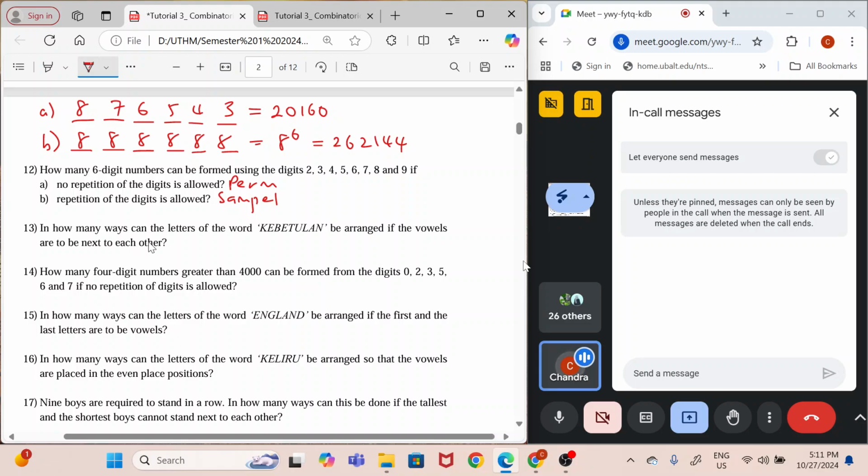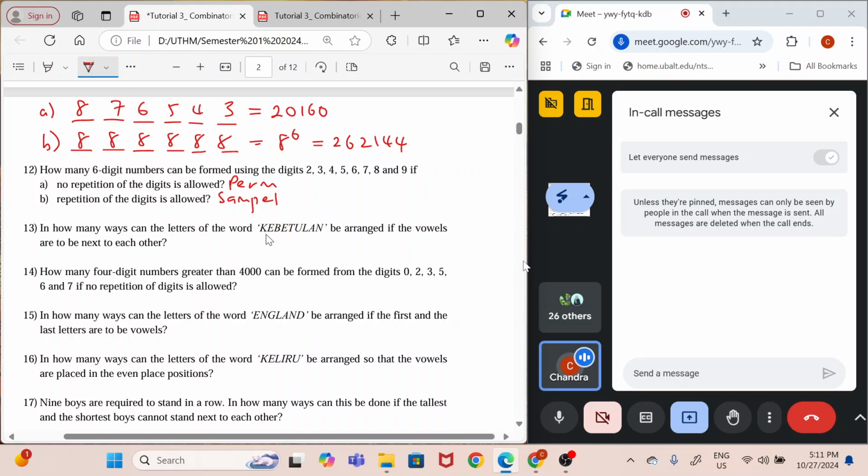In how many ways can the letters of the word KERBETULAN be arranged if the vowels are next to each other? So this is something new. This one I need to teach you. The vowels are next to each other. The vowels are E, E, U, A.